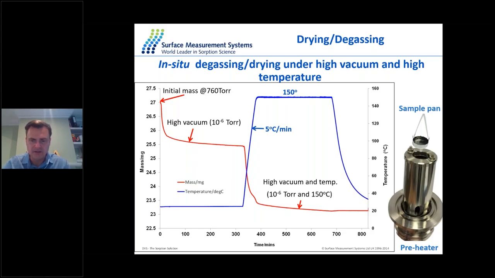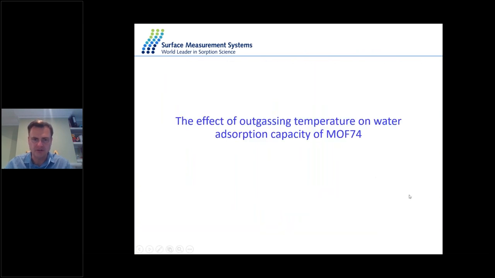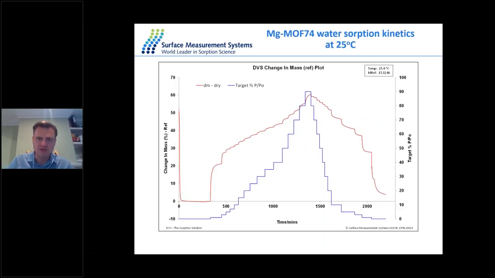If you outgas at quite low temperatures, your adsorption capacity might be too low. If you outgas materials at high temperature, especially metal organic frameworks, you might destroy the structure. So in our case, we are using this vacuum-type preheater to outgas materials. We're going to look at the effect of outgassing temperature on MOF-74 for water adsorption isotherms.